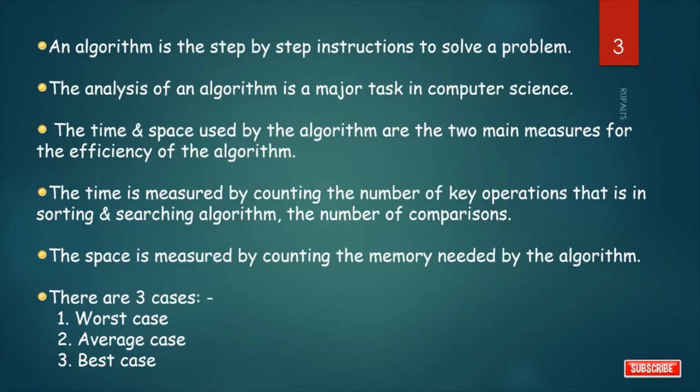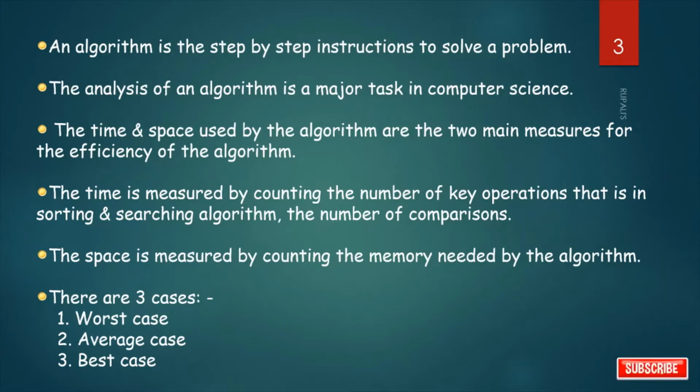So when we write a program, it should be readable or understandable by compiler. But algorithm is readable or understandable by human. The analysis of an algorithm is a major task in computer science. To solve any problem, it happens that there are a number of algorithms. So we have to analyze which one is better.